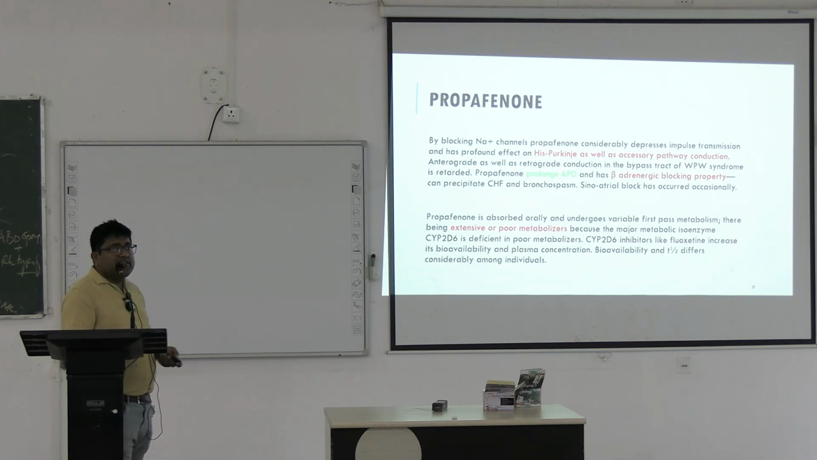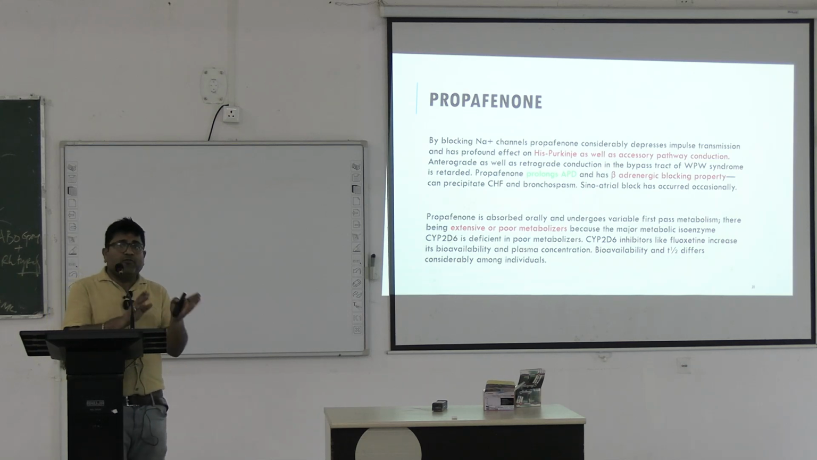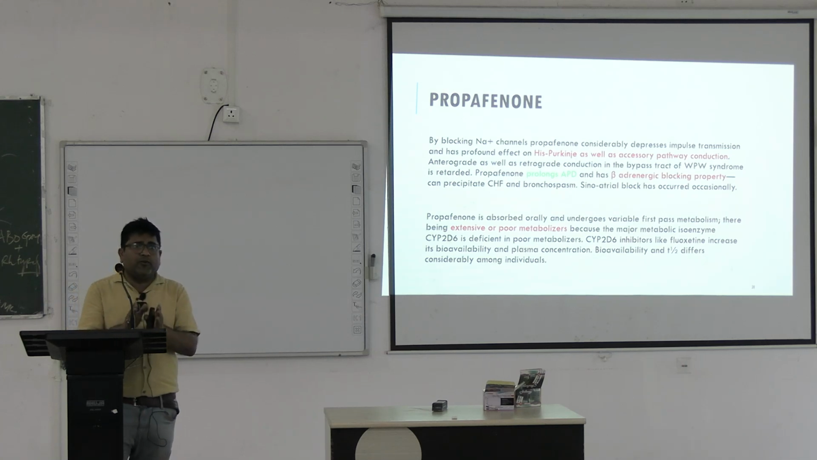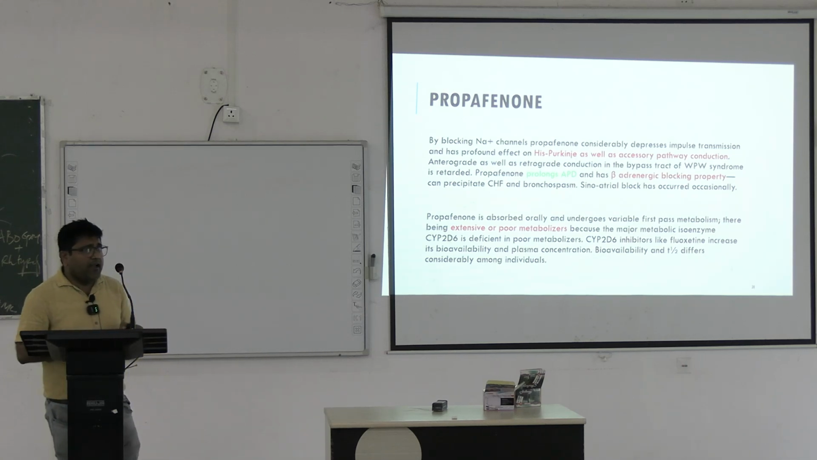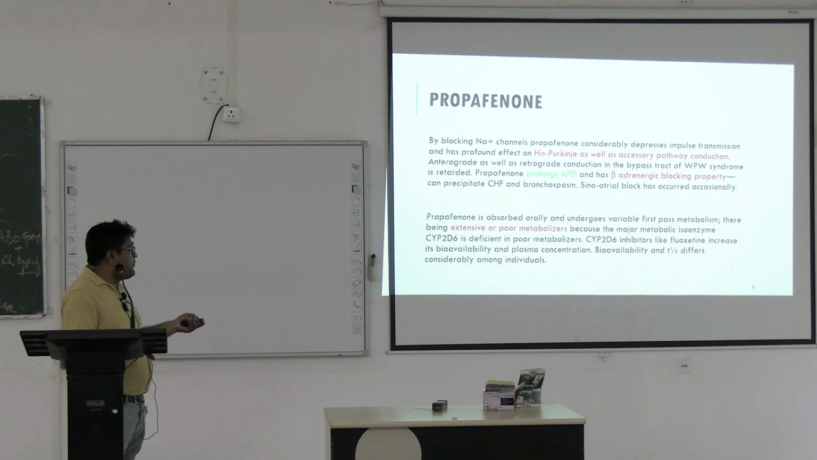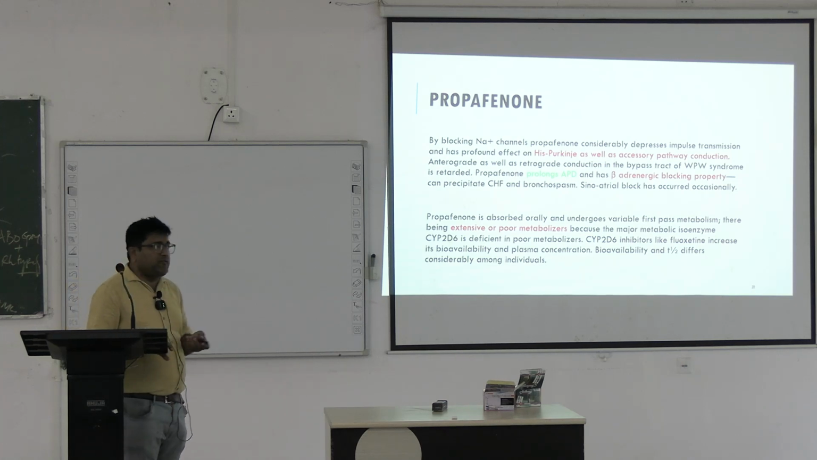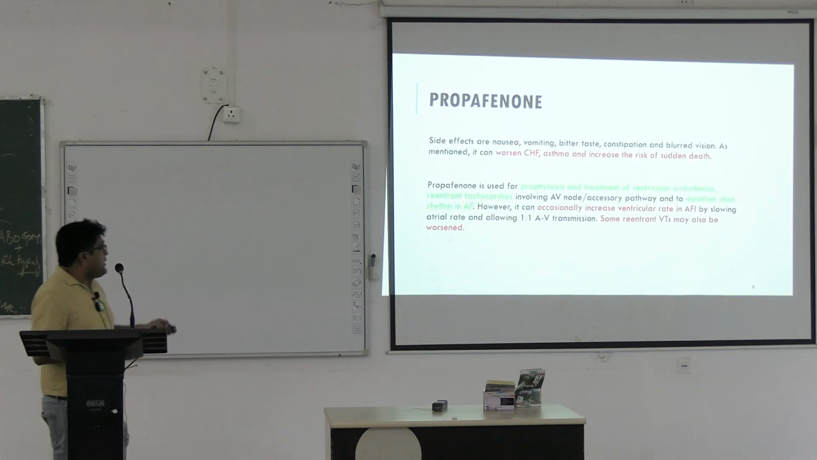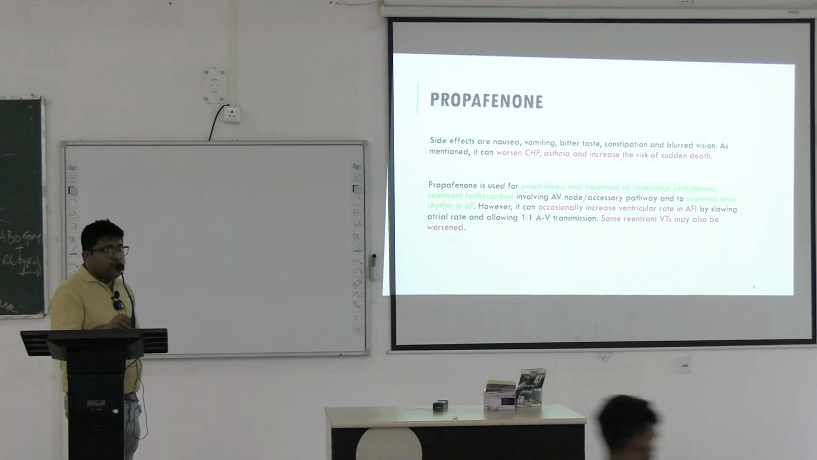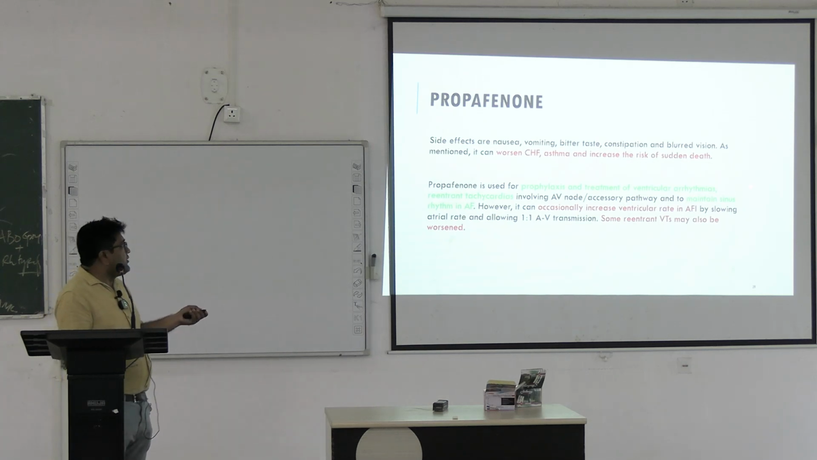Now they are metabolized by the CYP2D6 isoenzyme. This enzyme shows pharmacogenetic variation. There are extensive CYP2D6 metabolizers and poor metabolizers of CYP2D6. It can worsen congestive heart failure because of its cardiodepressant property, and increase the risk. They are used for prophylaxis of ventricular arrhythmias, including treatment. They are used for re-entrant tachycardia.